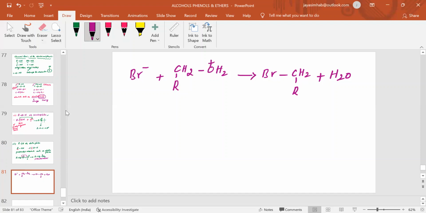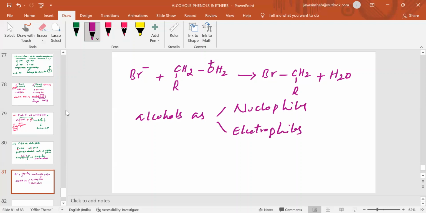So based on these two natures, alcohols act as nucleophiles and electrophiles, right? So what is the reason for this one? Because of cleavage of the OH bond. Correct? And what about this one? This is because of cleavage of the CO bond, right? So cleavage of the CO bond.